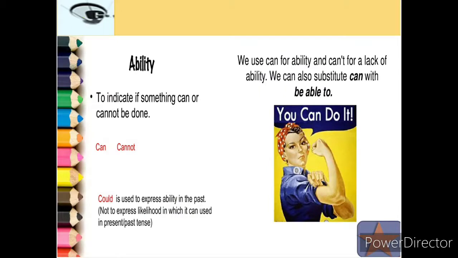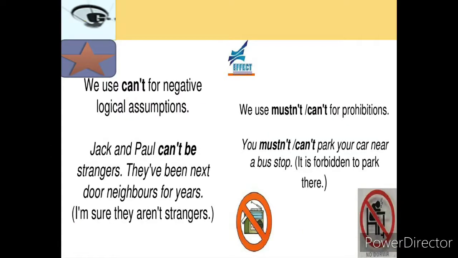Now let's talk about ability. What can be used to show ability? Ability means to indicate if something can or cannot be done. For example, can or cannot. Could is used to express ability in the past, not to express likelihood, in which it can be used in present or past tense.